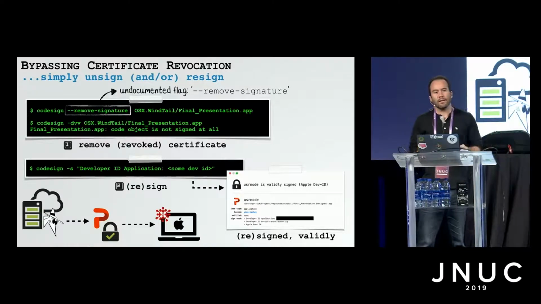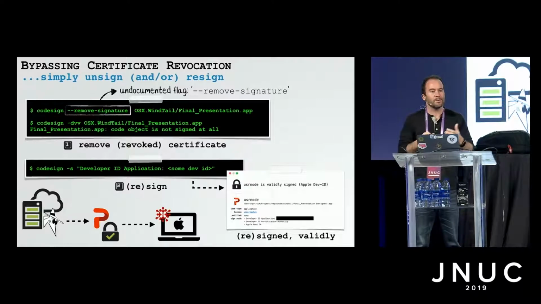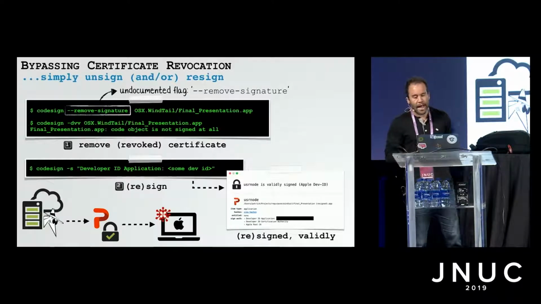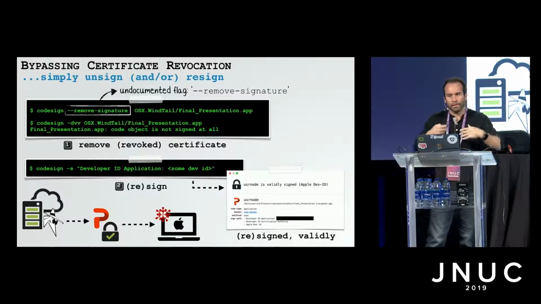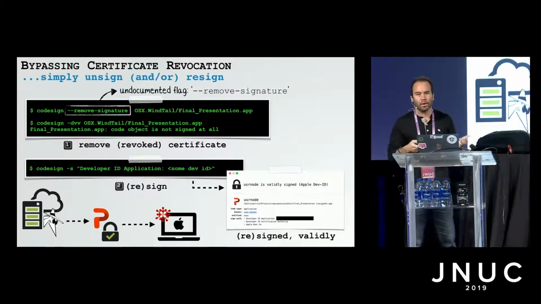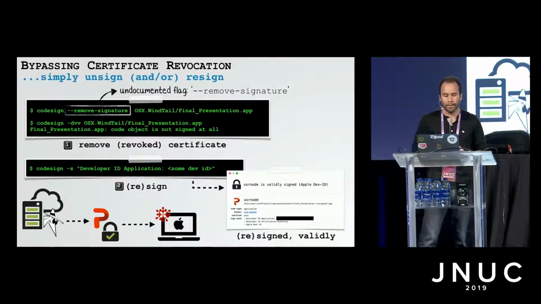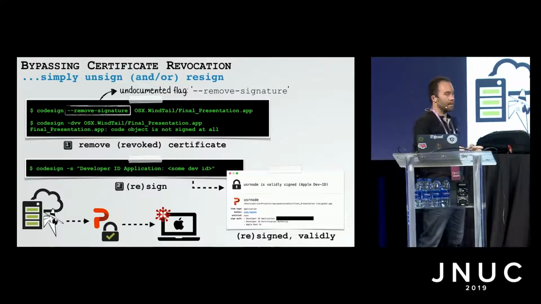Make the observation that in this scenario, the system is not blocking the malware, it's just blocking the revoked certificate. So all the hackers have to do is remove the revoked certificate and then either distribute the malware unsigned or re-sign it with a stolen or fraudulently obtained developer ID, which is not that hard to get. So we can actually use an Apple utility to do that.